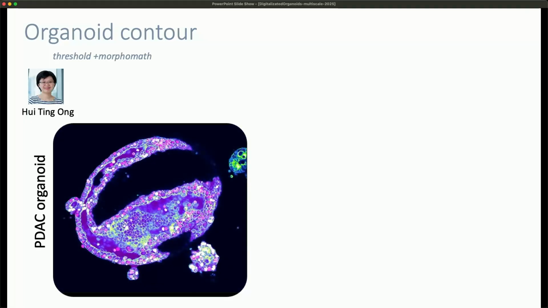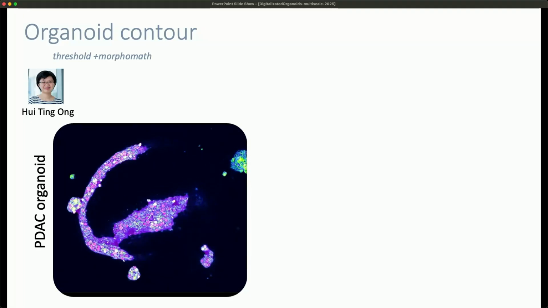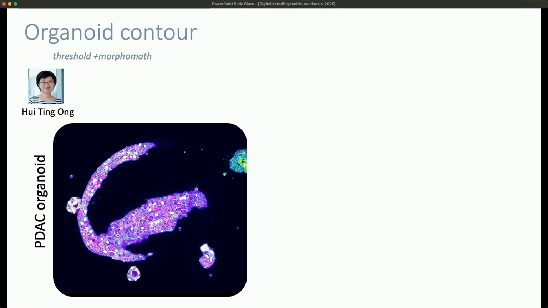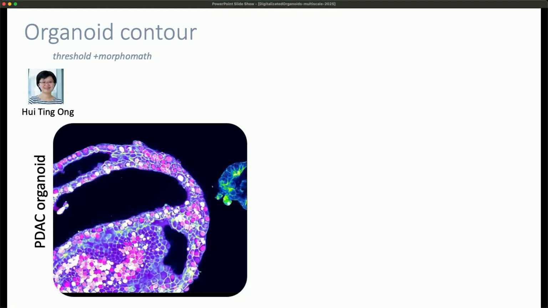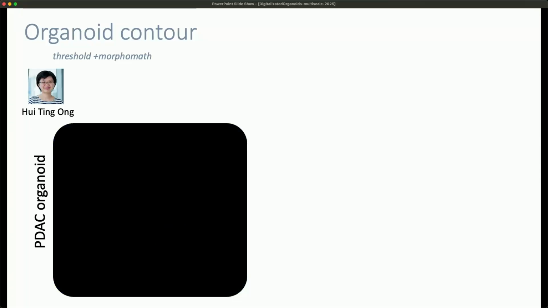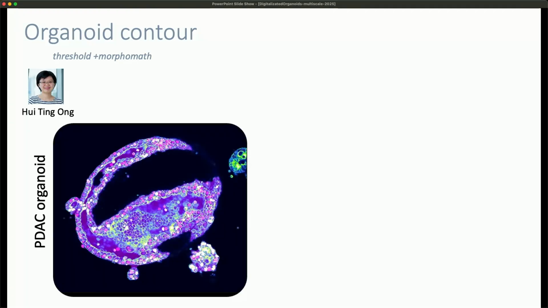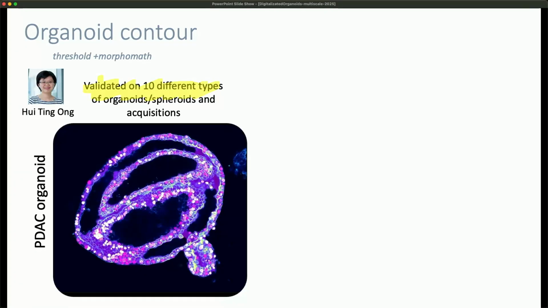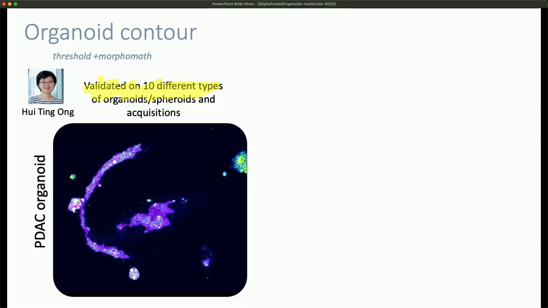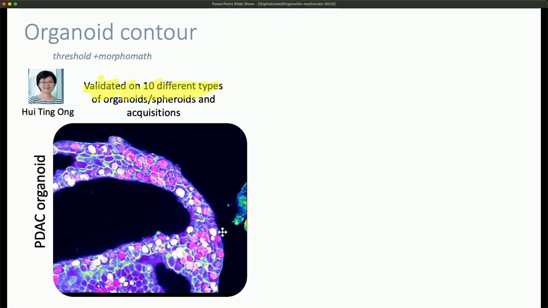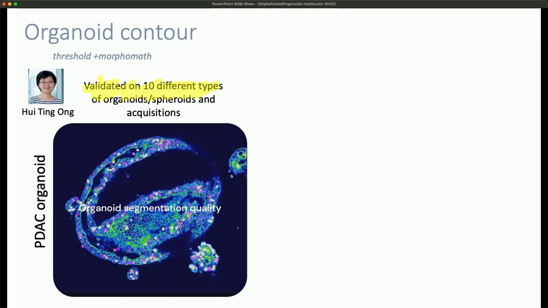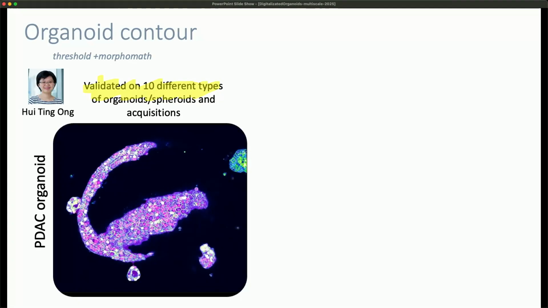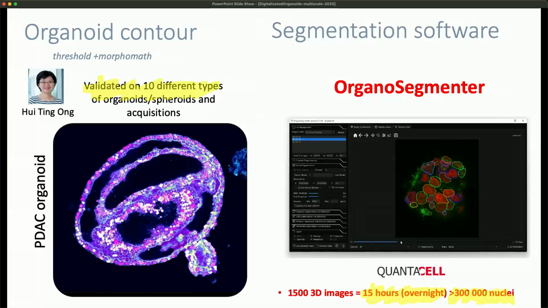Then on top of that, as I said, this is something that could seem a little bit simple and obvious, but actually it's not so obvious. As you can see with this organoid, there is some vesicle in the middle without any cells, and a lot of variation, as I said already, in terms of signal. Anyway, thanks to this wonderful lady here, Wei-Ting Hong, who performed basic but very robust thresholding and morphology mathematics on that, we were able to segment and to have the contour of the organoid. And once again, it has been validated on different types of spheroid and organoid.